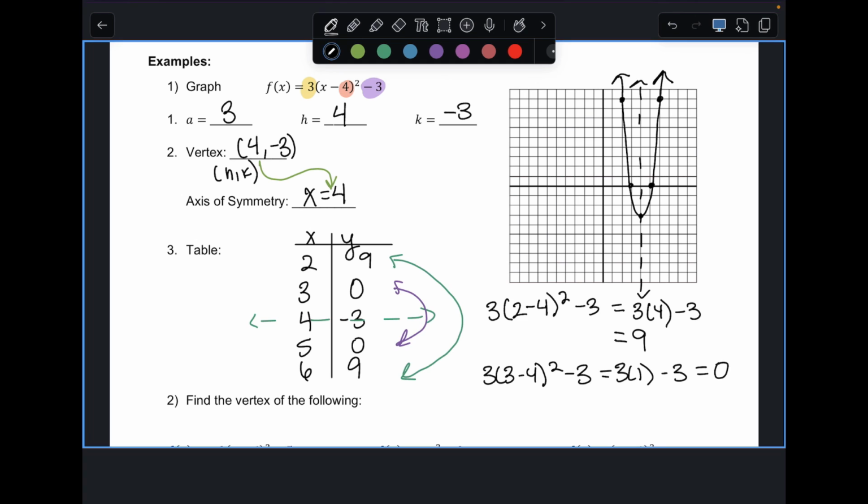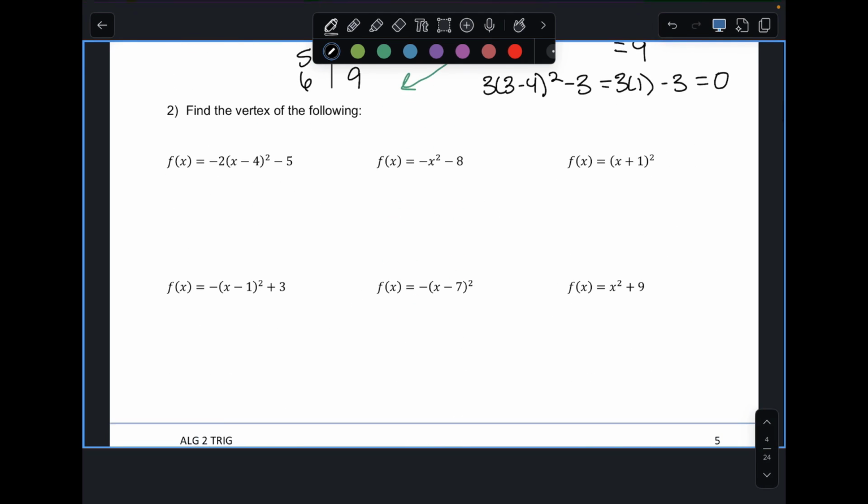So in this case, I would say I do have x-intercepts. They're 3, 0 and 5, 0, and they came straight from my graph. I wouldn't have to estimate them. I wouldn't have to say decimal. They just come straight from my table. And all of the ones on your homework will come straight from your table. Questions on that one?